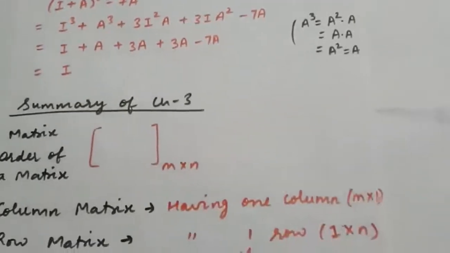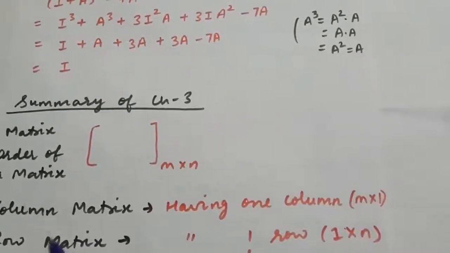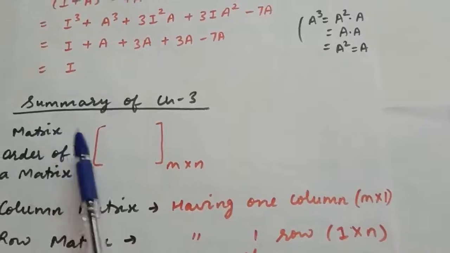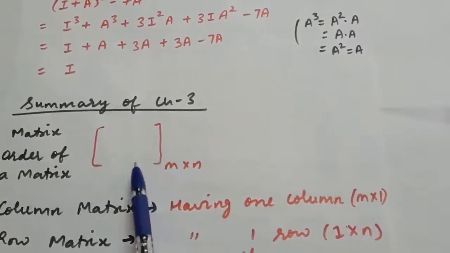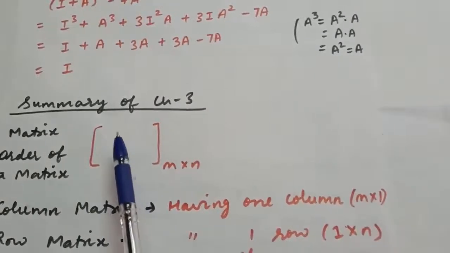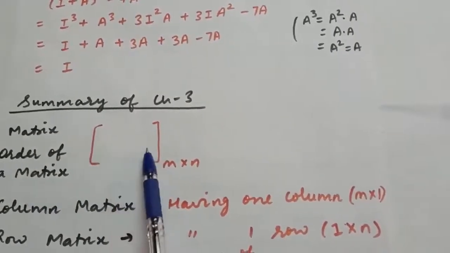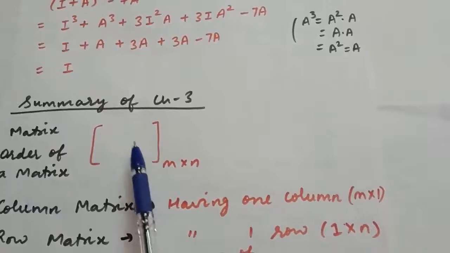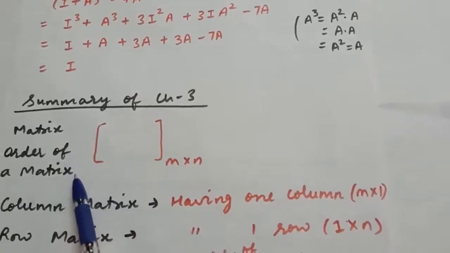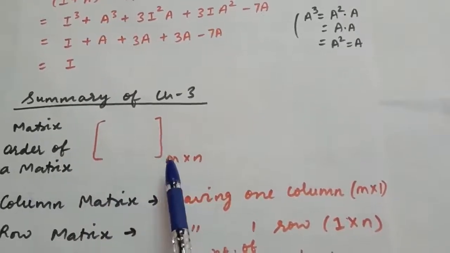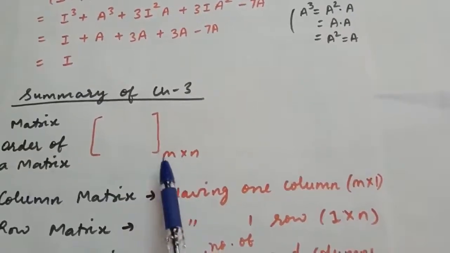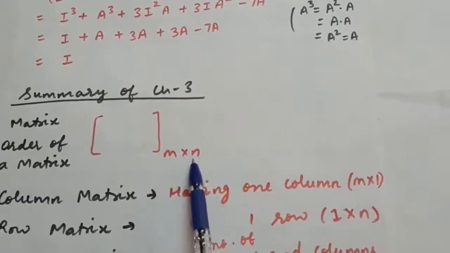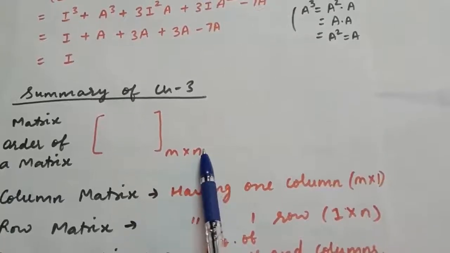Now, we will discuss the summary of chapter 3rd. So, first of all, what is matrix? Matrix is an ordered rectangular array of numbers or functions. We write the numbers or functions inside, known as the elements of the matrices. Order of the matrix is written here as m cross n, where m is the number of rows and n is the number of columns.